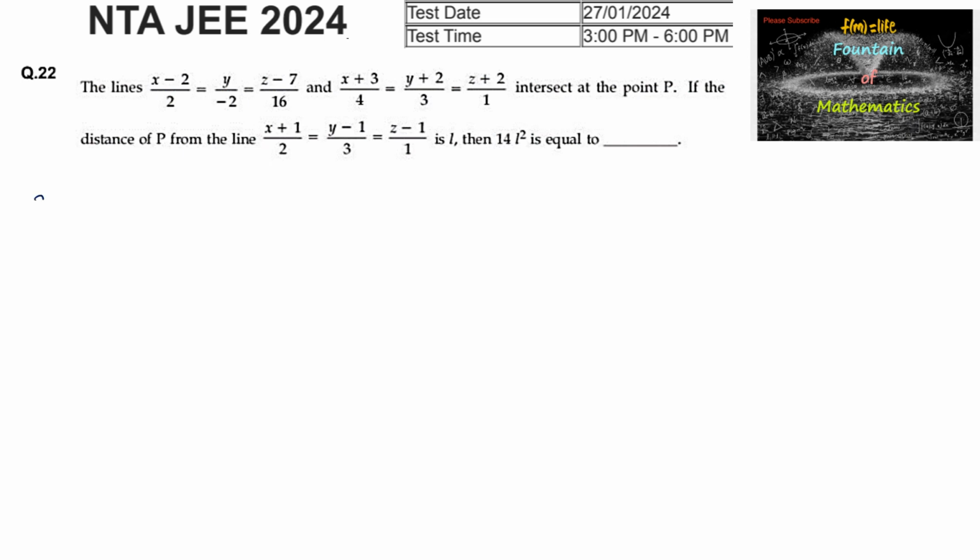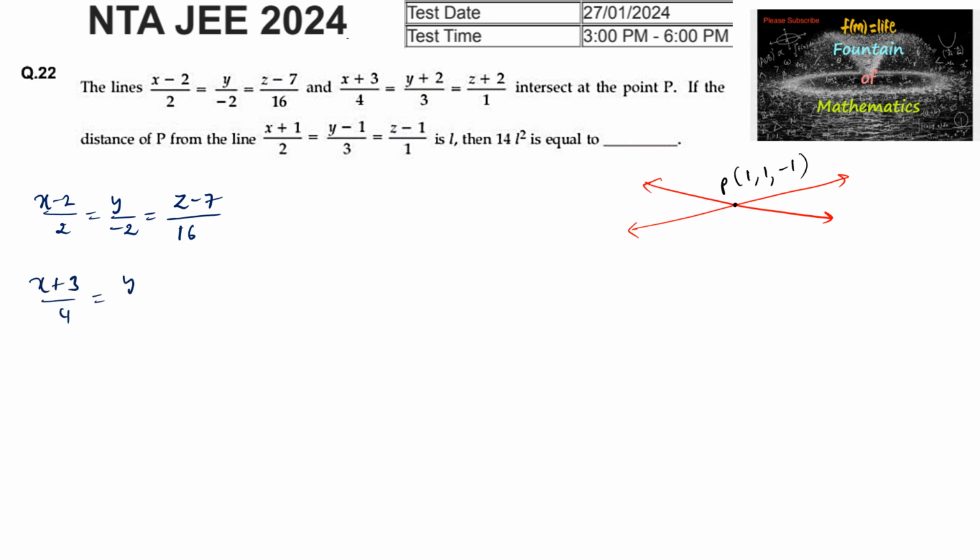The lines x minus 2 upon 2 is equal to y upon minus 2 is equal to z minus 7 upon 16, and x plus 3 upon 4 is equal to y plus 2 upon 3 is equal to z plus 2 upon 1 intersect at a point P.